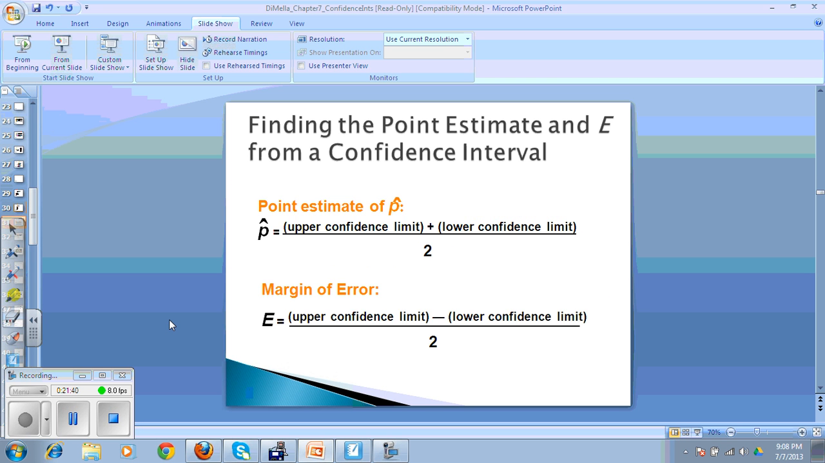I'm going to stop there for this part, and then we're going to talk about point estimates and how to find the mean confidence interval in the next one.